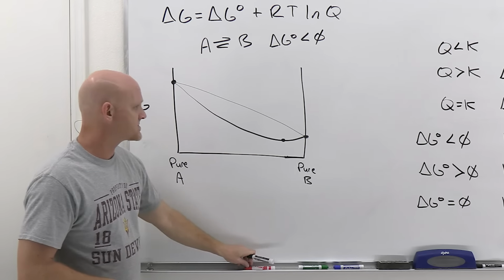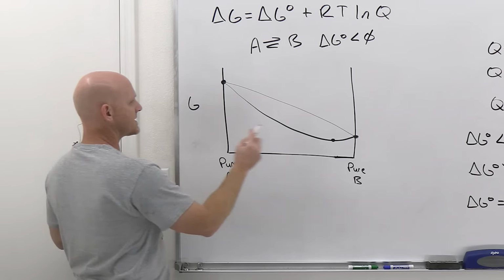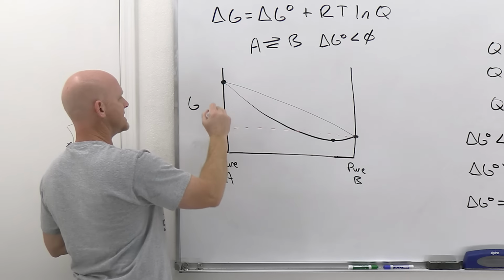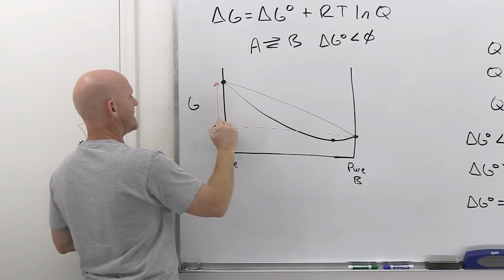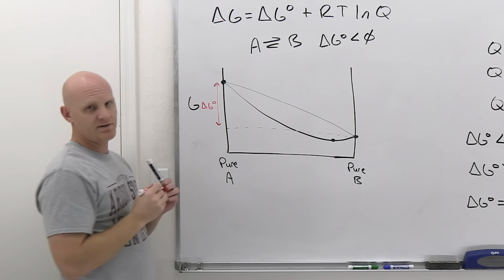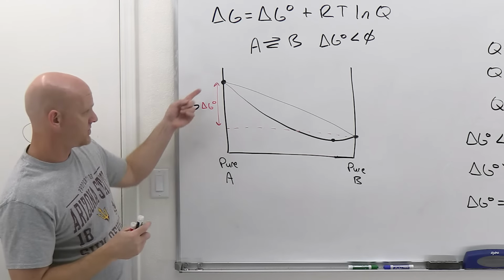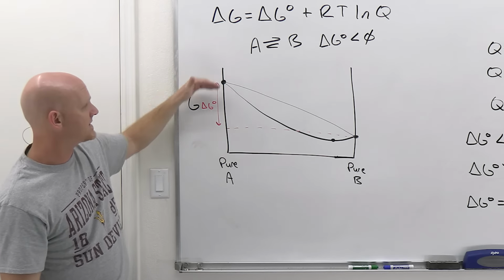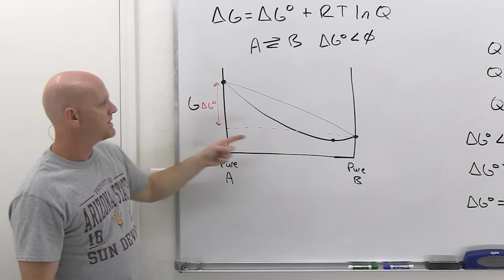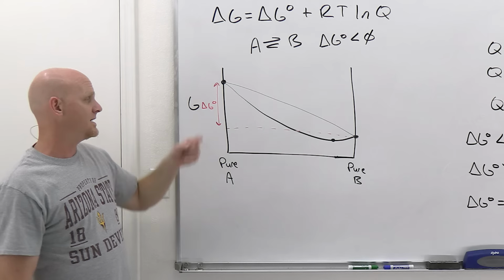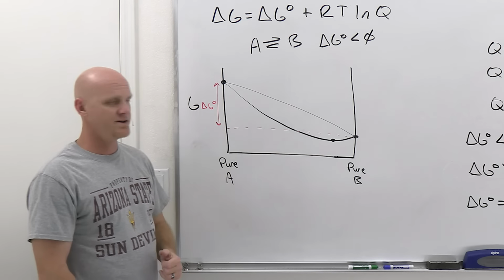Now, a couple things on this graph. First off, if we take a look at the difference in energy here between pure A and pure B, that actually gets you ΔG standard. So on this graph, if you had a scale or a graduated scale of some sort, you could approximate ΔG standard by just taking the difference between the free energy of pure B and the free energy of pure A, and noticing that it was negative, going downhill.